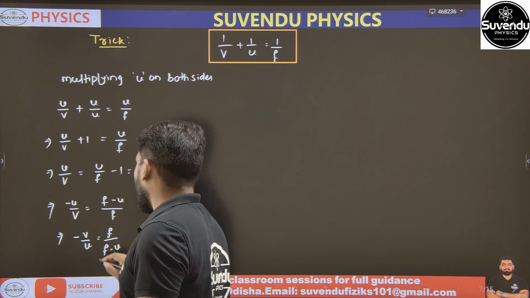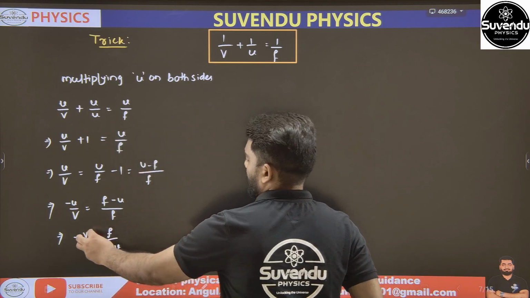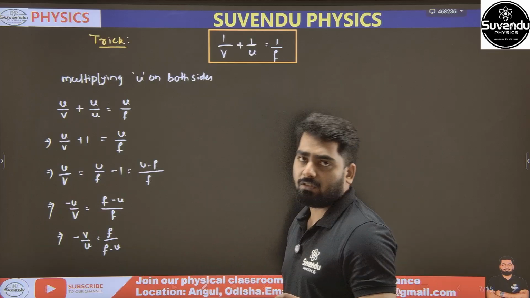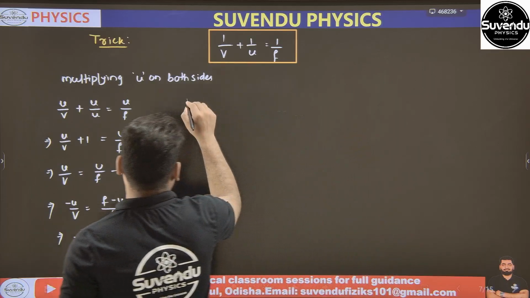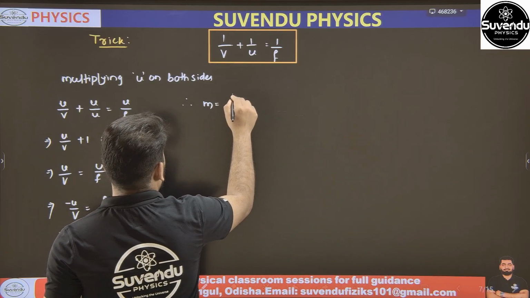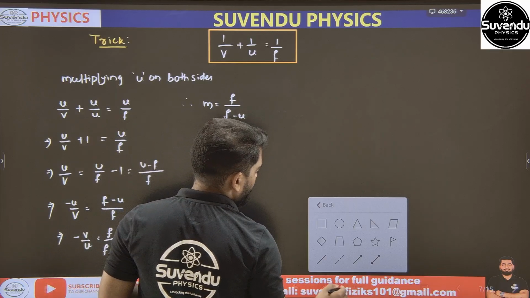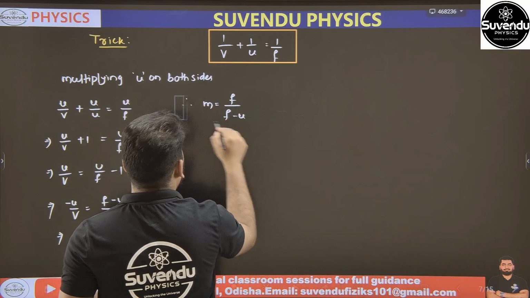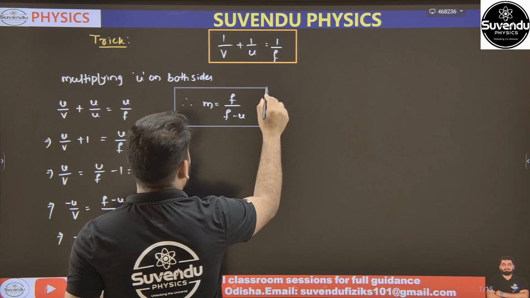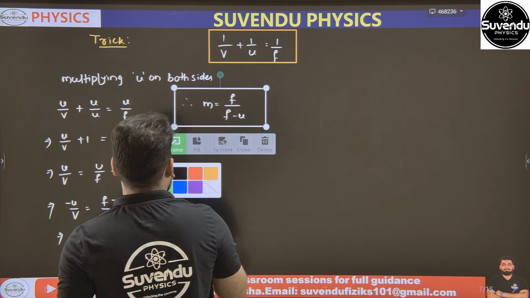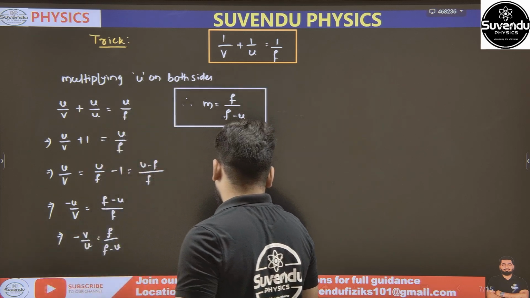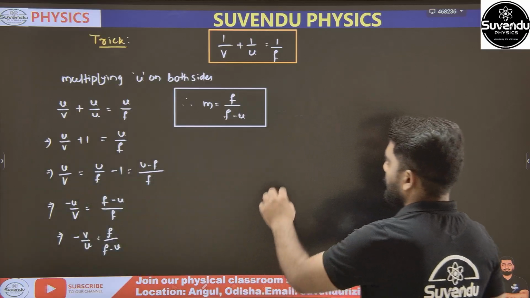minus v. And we know in case of mirror minus v by u is magnification. तो मैग्निफिकेशन का m is equal to f by f minus u. ये एक शानदार फॉर्मूला देखो तुमको मिल रहा है. This is the relation between m, f and u. मैग्निफिकेशन, फोकल लेंथ and ऑब्जेक्ट डिस्टेंस, this is the required relation. देखो वही मेन फॉर्मूला से हम लोग इसको लिख रहे हैं.